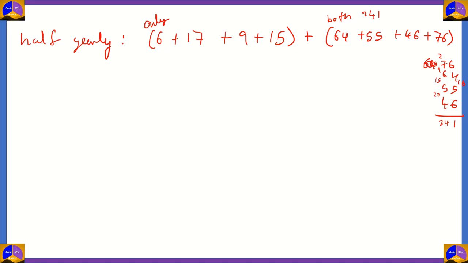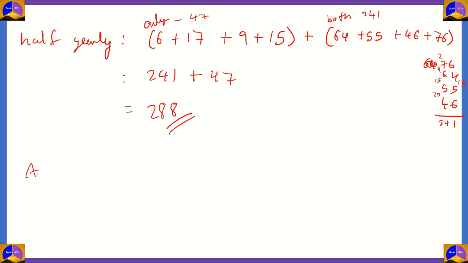And if you look here, 9 plus 6 gives you 15. 15 plus 15 gives you 30. 30 plus 17 gives you 47. So the number of students who passed half-yearly examinations are 241 plus 47. So 7 plus 1 gives you 8. 4 plus 4 gives you 8. 2 plus 0 gives you 2. So 288 students passed the half-yearly examination.